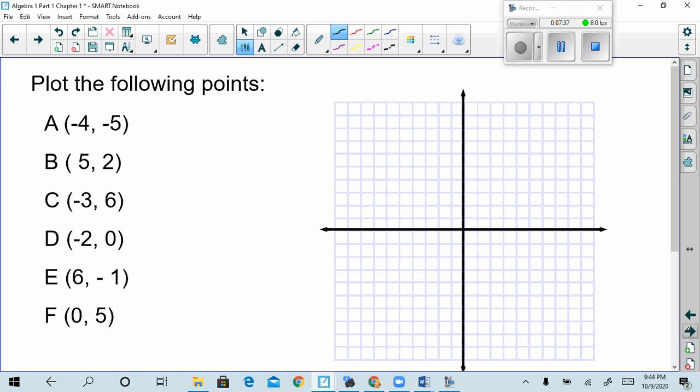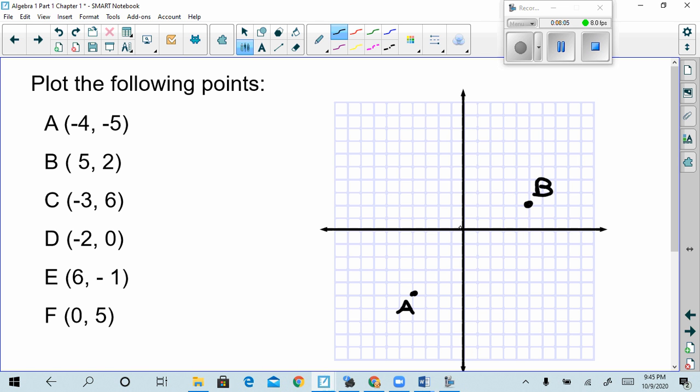Final activity for today would be to plot some points. Let's start with our -4, 1, 2, 3, 4, and down 1, 2, 3, 4, 5. And we have point A, which is found in quadrant 3. 1, 2, 3, 4, 5, and up 2. 5, 2 is B, point B in quadrant 1.